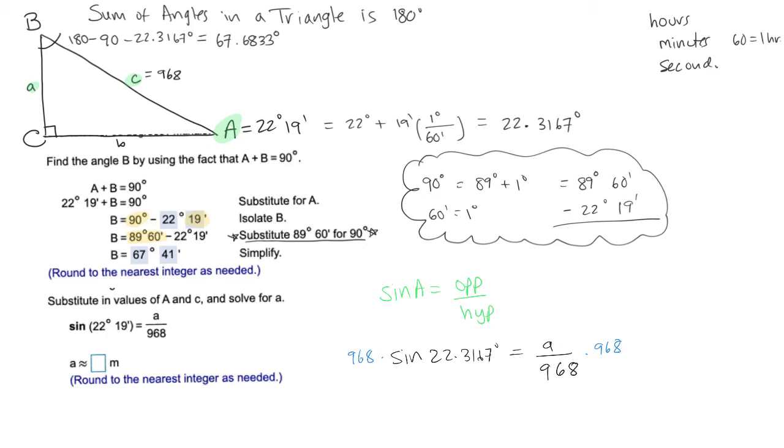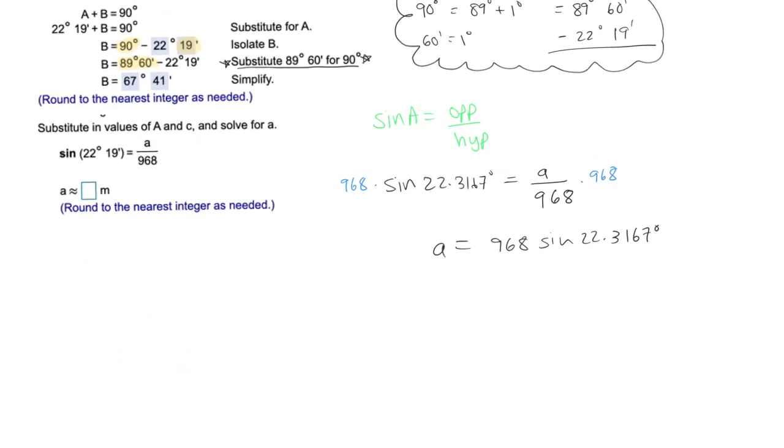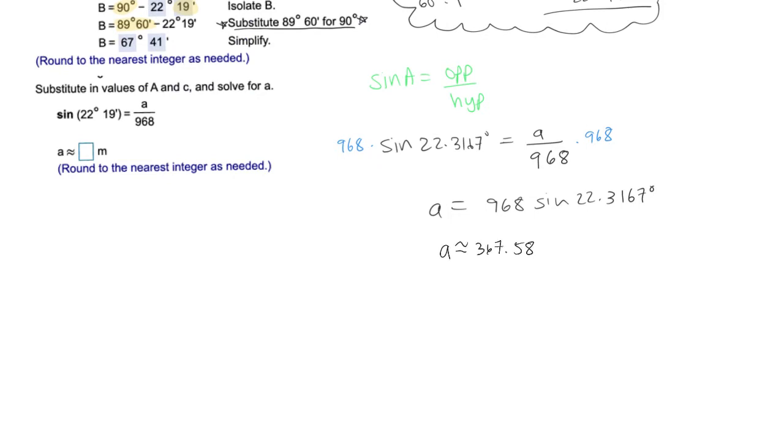That gives us that A is equal to 968 times sine of 22.3167 degrees, which is approximately 367.58, and rounding to the nearest integer, that gives us 368. Is it inches? I don't think it says. Anyway, units.